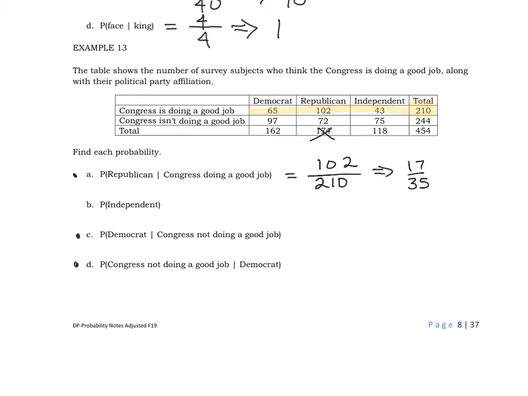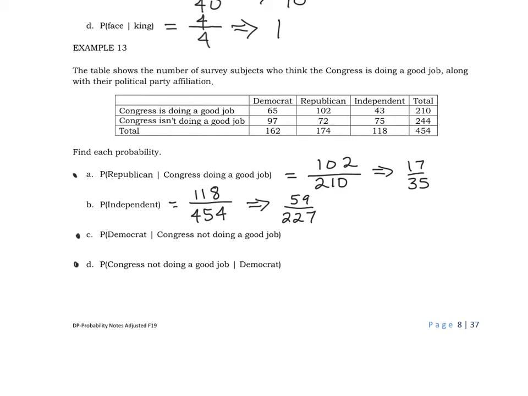Okay, so remember how on the next one we said that that's not a conditional probability. It's just the probability that the respondent to the survey was independent. Well, that's not going to change our number of outcomes, is it? It's going to be the total 454. How many of them were independent? Total of 118. And all we'll have to do with that now is reduce. So hopefully you'll see the difference there between conditional probability.